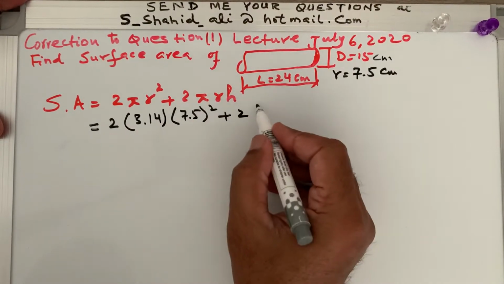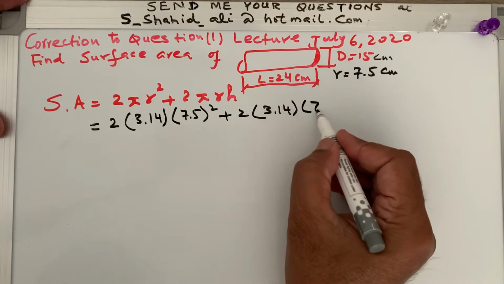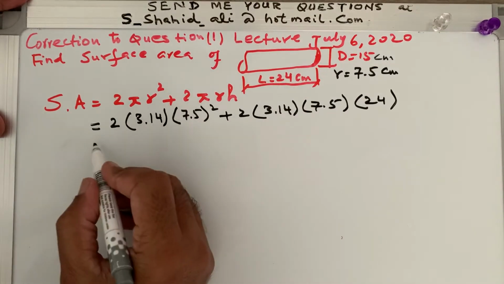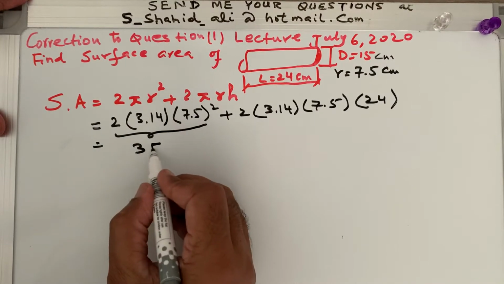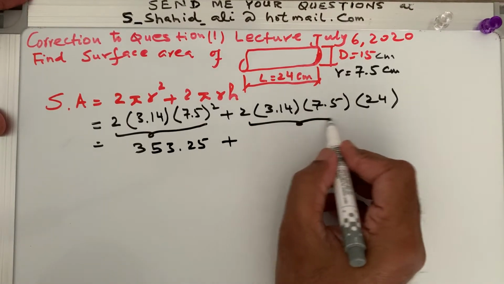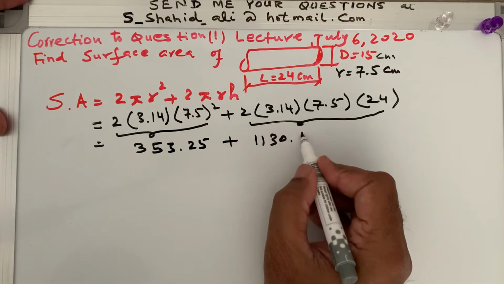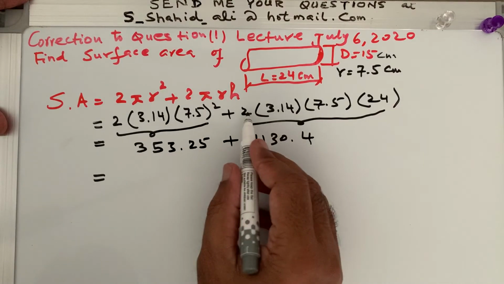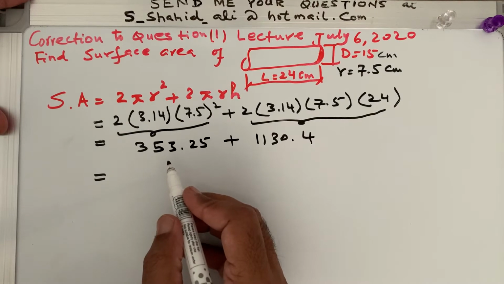plus 2 times pi 3.14 times r, which is 7.5, times h, which is 24, and when we simplify this portion, it comes out as 353.25, and when we solve these numbers, this comes out as 1130.4. So by mistake I did not multiply with 2 and got different numbers, and my answer was 741, but it is not 741.